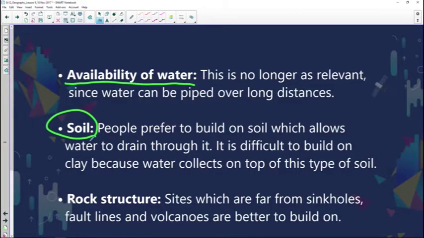Our next factor is soil. Now, the soil needs to be permeable. Now, for instance, people won't choose a settlement where the soil is made out of clay. The simple reason why is because there's going to be no infiltration taking place. And we need good infiltration. What will happen with clay? It will collect on top of the soil and areas will be flooded. Another reason why clay is quite bad is because when you do build infrastructure on it, it can sink and it can crack. Our third factor is rock structure.